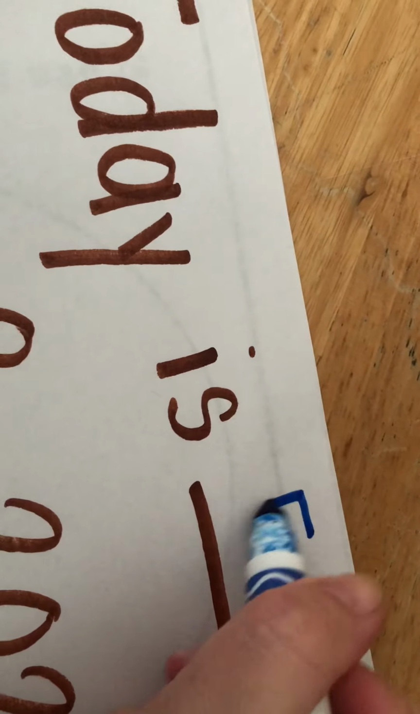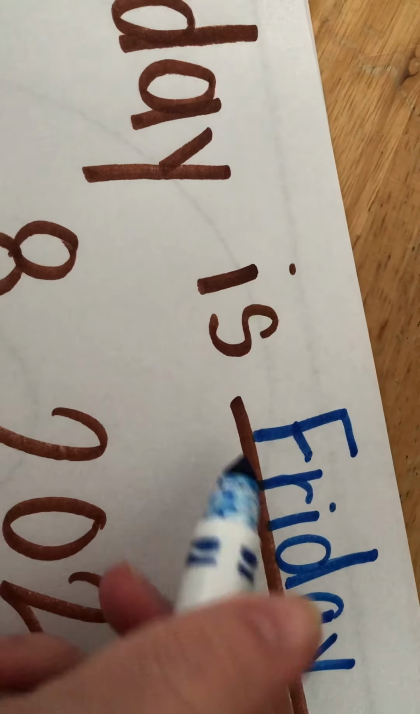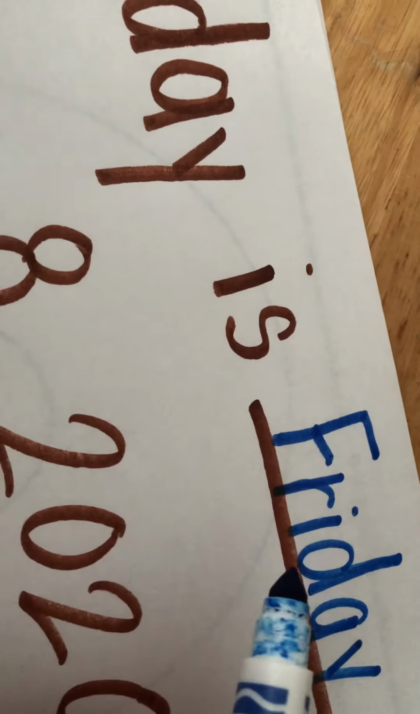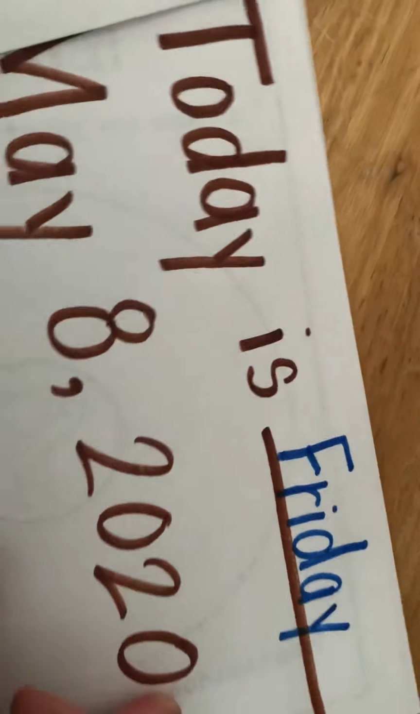And I need to make sure that I include the capital letter. Friday begins with an F. Do you remember why I had to use a capital F? Yes, you are correct. It's the name of a special word, and we always begin special words or names with capital letters. So there's our comma, taking a breath.